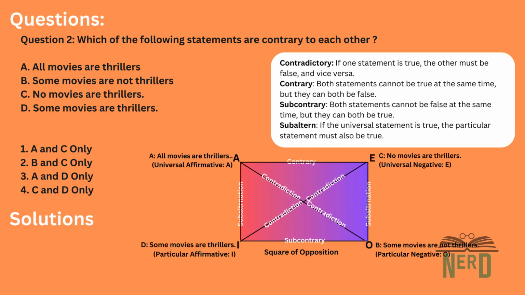A and D only. A, all movies are thrillers, and D, some movies are thrillers, are not contraries. All movies are thrillers implies some movies are thrillers, meaning A is true and so is D, but it doesn't fit the definition of contrary. C and D only. C, no movies are thrillers, and D, some movies are thrillers, are not contraries. They are contradictory statements, meaning if one is true, the other must be false. Correct answer. The correct answer is 1. A and C only. This option correctly identifies the statements that are contrary to each other.